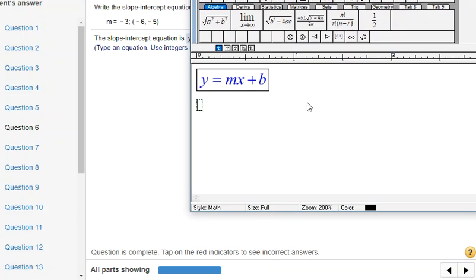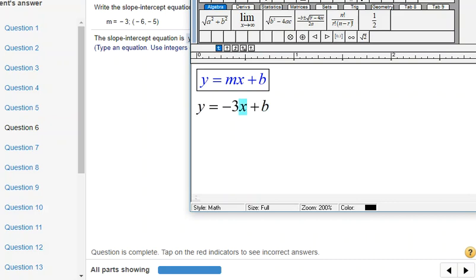slope-intercept form of a line is y equals mx plus b. That's the formula we're going to be using. So I'm going to use y equals mx plus b and fill in the pieces that I know. The first piece I know is that the slope is -3, so my m value is -3. I don't know the b value. I'm going to need to solve for that.